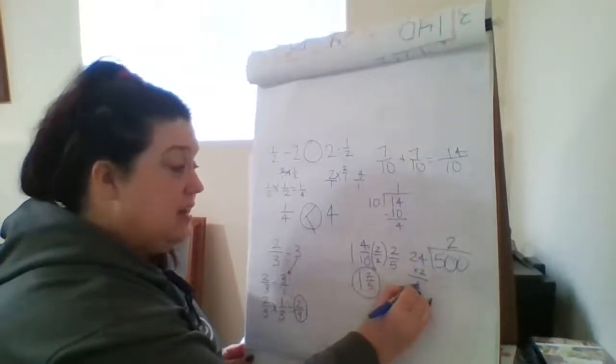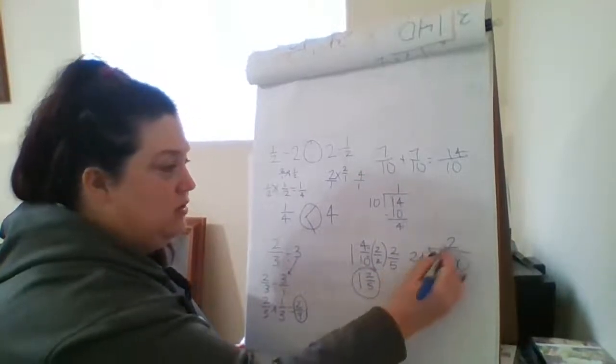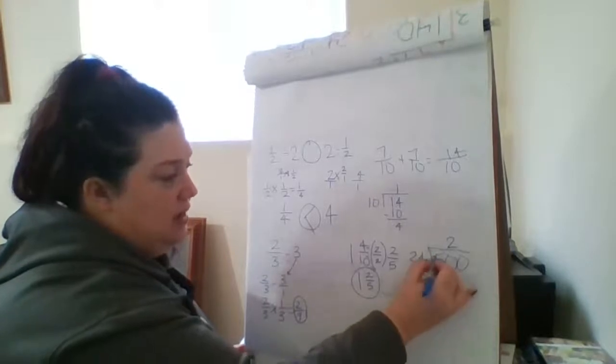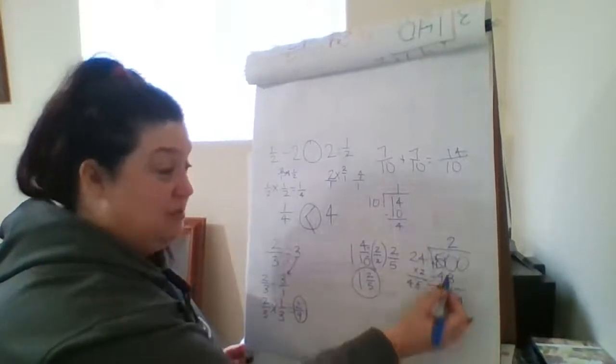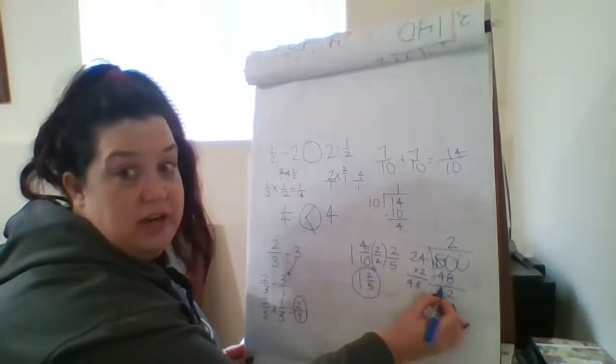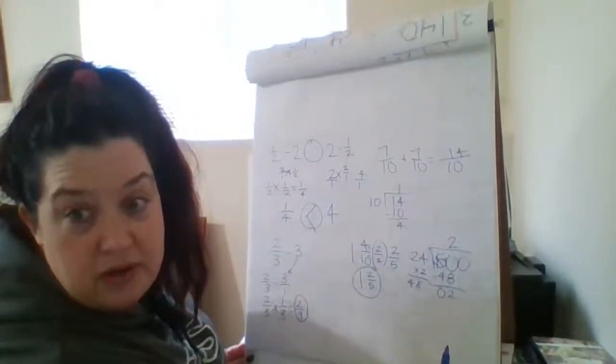So what is 24 times 2? 4 times 2 is 8. 2 times 2 is 4. So 2 times 24 is 48, which I'm going to put here, and subtract. Now, let's subtract. 10 minus 8 is 2. 4 minus 4 is 0.